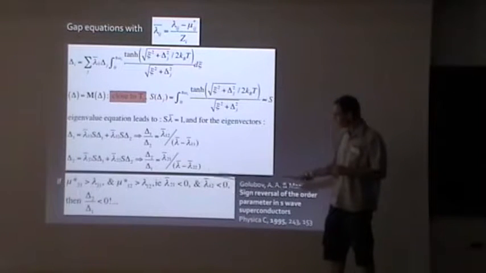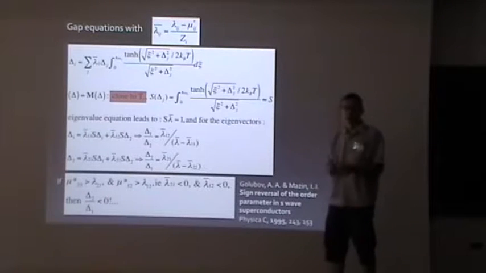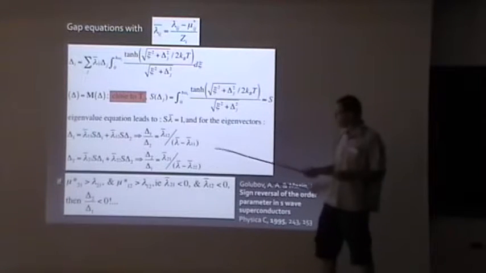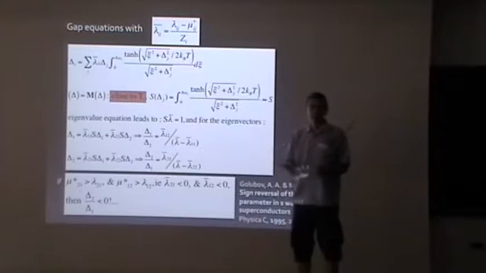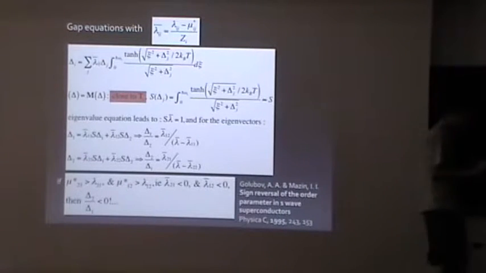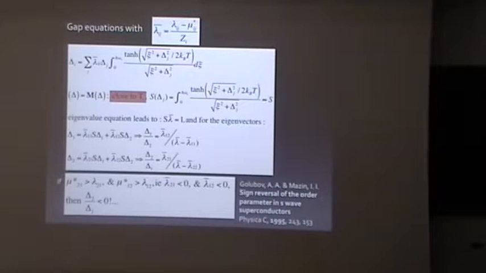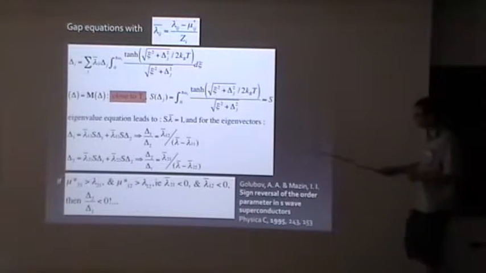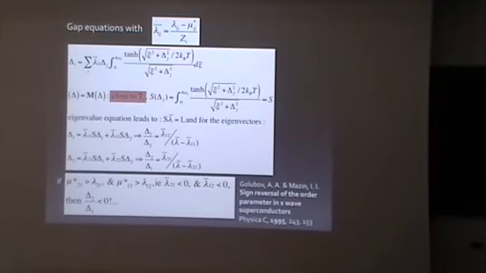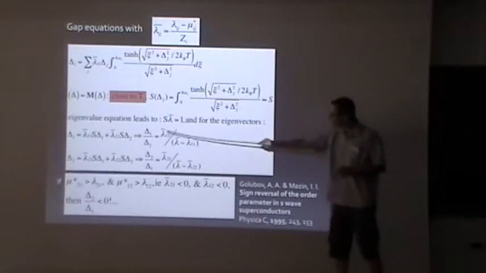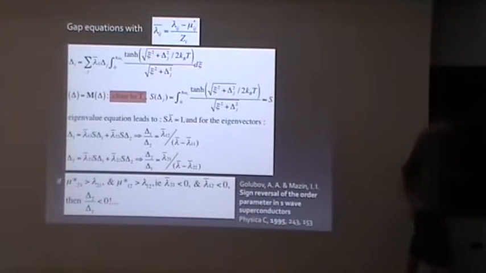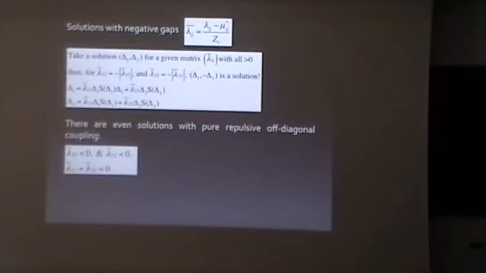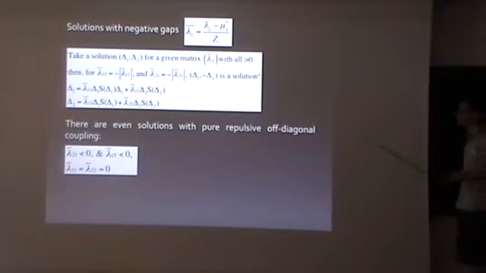And so they realized that you can have very simply, for two band models, this kind of S plus minus state. And this is due to the fact that the interband coupling can be repulsive. If you have repulsive interactions for both bands, then you will get delta 2 opposite to delta 1. And the funny thing is that this is derived close to TC, where you have exactly the gap ratio close to TC, which is the coupling constant. But in fact, this is true everywhere.